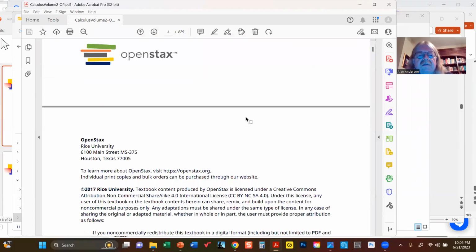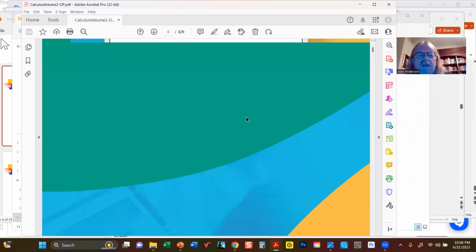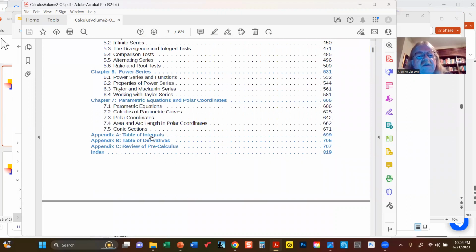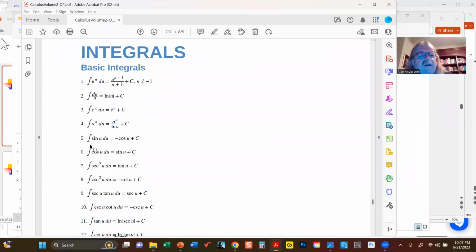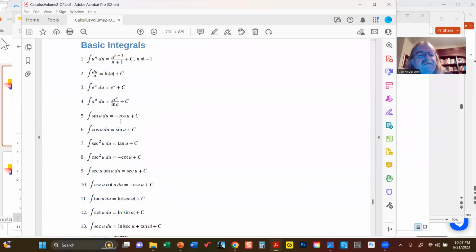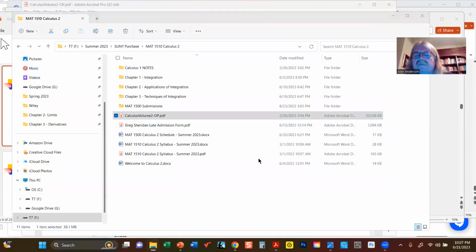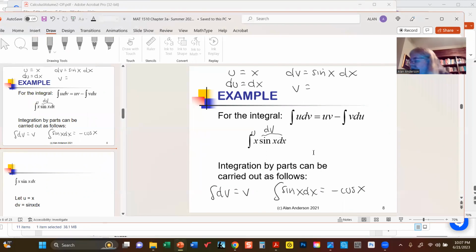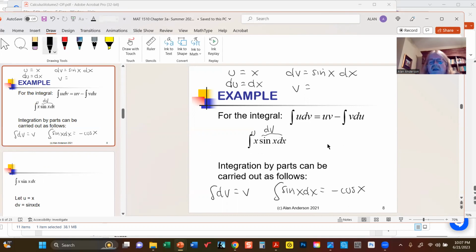So let's do this. Let's go find their charts. Oh, they're way at the end somewhere. All right, so we're looking at the tables of integrals. And they're in here. Don't worry about it. Here we go. Right there. The integral of sine u du is negative cosine u plus c. So, yes, there it is. Okay, so therefore, the v that we need is right here.